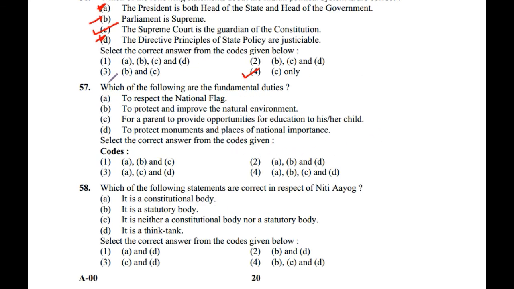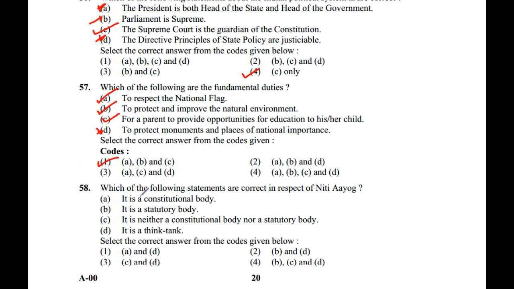Now question number 57. Which of the following are the fundamental duties? To respect the national flag. This is correct. To protect and improve the natural environment. This is also correct. For a parent to provide opportunities for education to his or her child. This is also correct. To protect monuments and places of national importance. So this does not come under fundamental duties. So A, B, and C are the correct option. The first one is the correct answer.